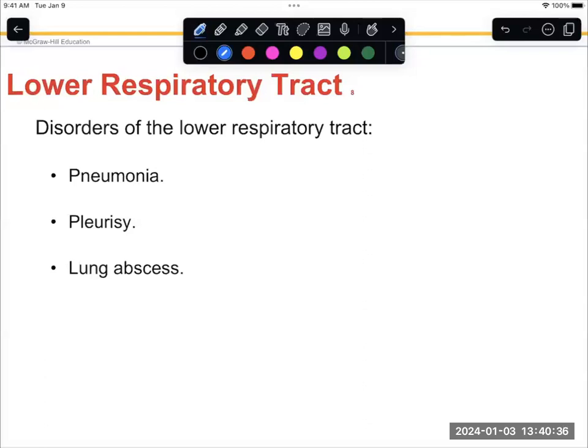Lung abscess can be a result of a bacterial pneumonia or cancer. Treatment for that lung abscess can be antibiotics if it's from bacterial pneumonia, or surgery if it's from cancer.